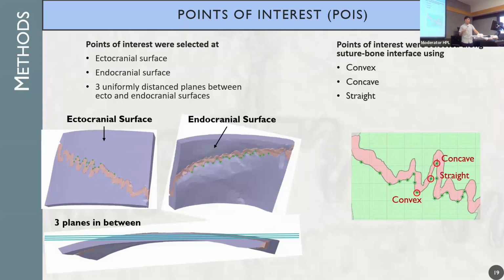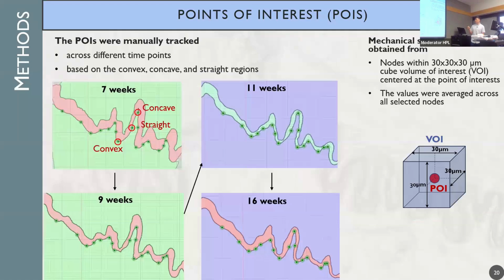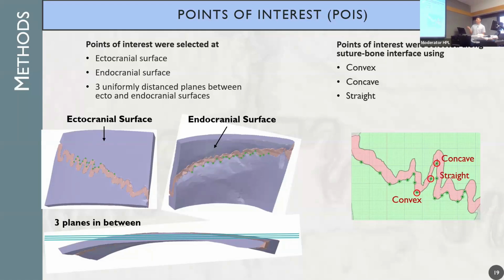Then I wanted to get the points of interest along the suture bone interface. So I selected those points at the ectocranial, endocranial, and three planes between them. Those points were selected based on convex, concave, and straight regions. For example, this is the convex region of the suture, and this is concave, and this is the convex, and this is a straight region of the suture.